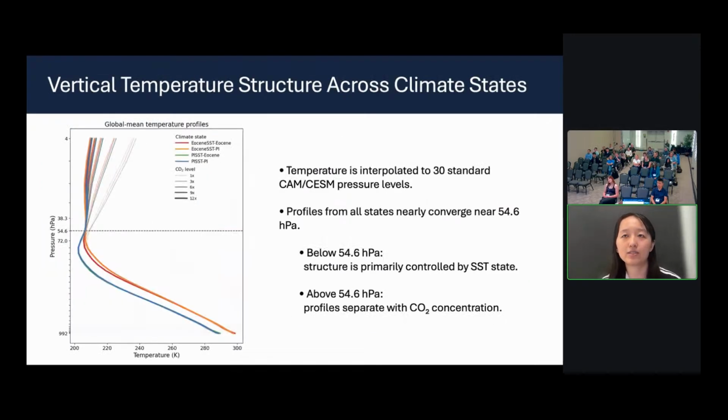This motivated us to look directly at the vertical temperature structure in our experiments. The first thing we noticed is that the temperature profiles nearly converge around 54.6 hectopascal. Below this level, the profiles separate mainly by sea surface temperature states, while above it, they vary more with CO2 concentration.